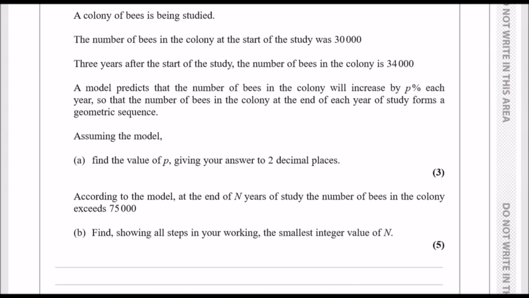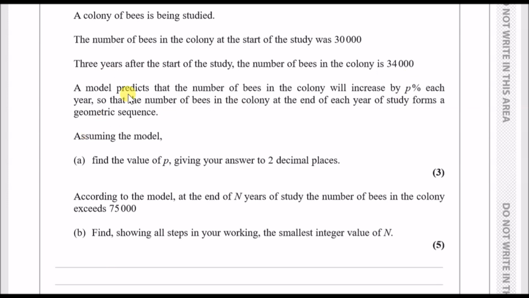So let's begin. Now it says that a colony of bees is being studied. The number of bees in the colony at the start of the study was 30,000, okay? 3 years after the start of the study, the number of bees in the colony is 34,000. Okay, so it's increased by 4,000. A model predicts that the number of bees in the colony will increase by p% each year, so that the number of bees in a colony at the end of each year of study forms a geometric sequence.